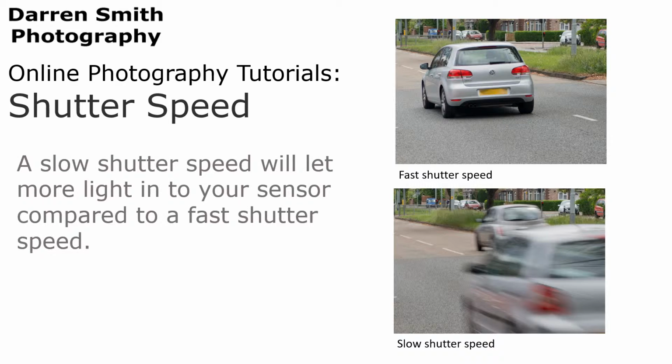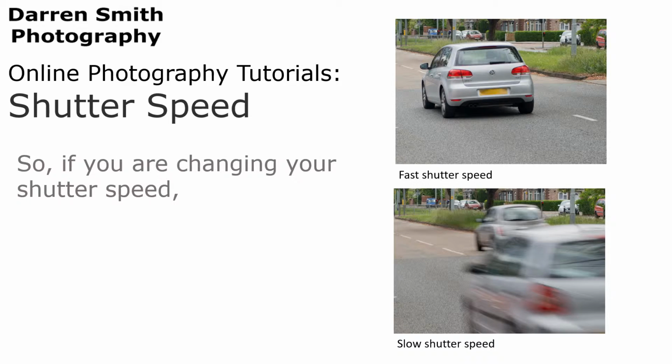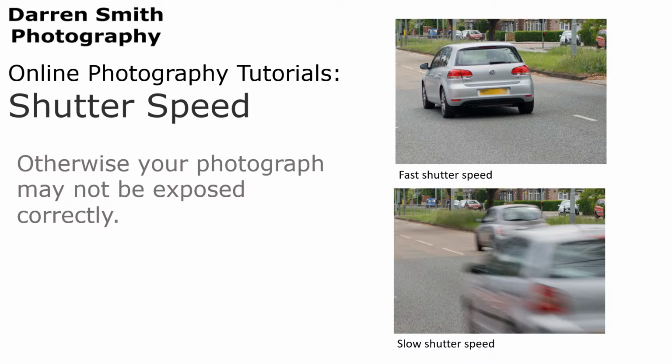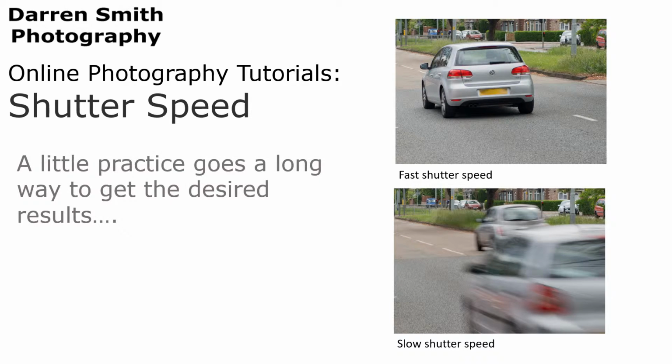When photographing the same scene, a slow shutter speed will let more light into your sensor compared to a faster shutter speed. So, if you are changing your shutter speed, you may also need to adjust your aperture and your ISO settings to achieve your desired results. Otherwise, your photograph may not be exposed correctly. A little practice goes a long way to get the desired results.